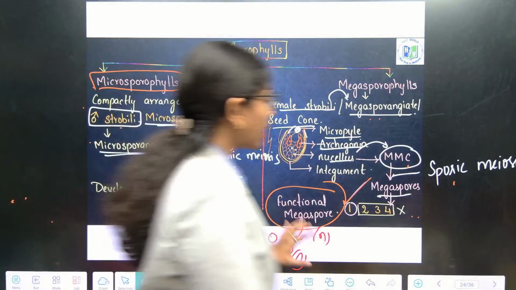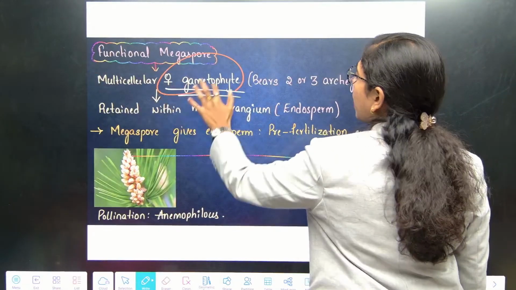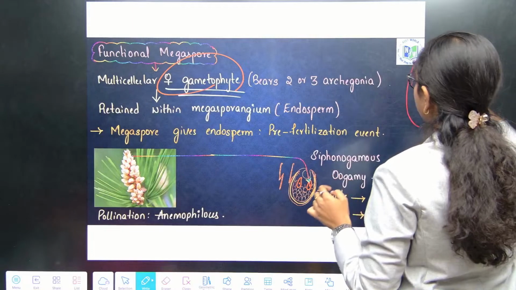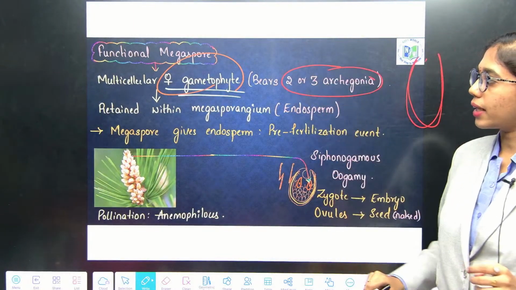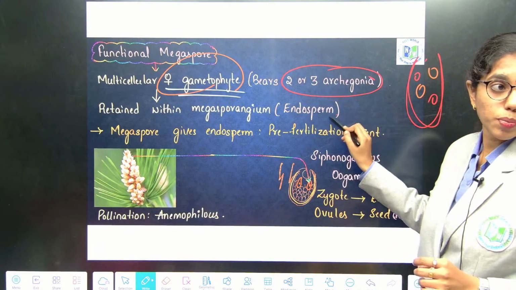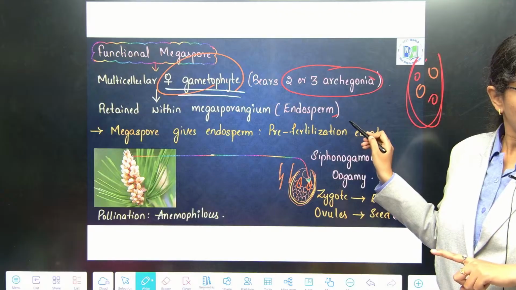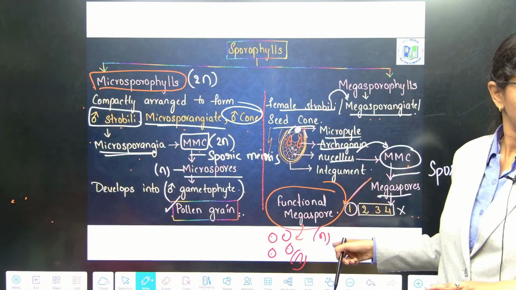What type of cells is it forming? It develops into a female gametophyte. That structure, the female gametophyte, is bearing what? 2 to 3 archegonia, and the cells present here are known as what? Endosperm cells. Can you observe here, endosperm is forming prior to the fertilization.